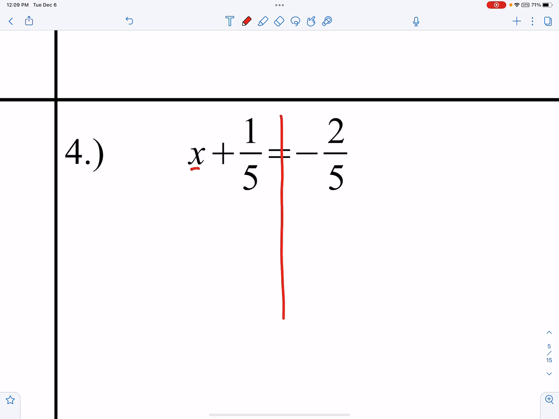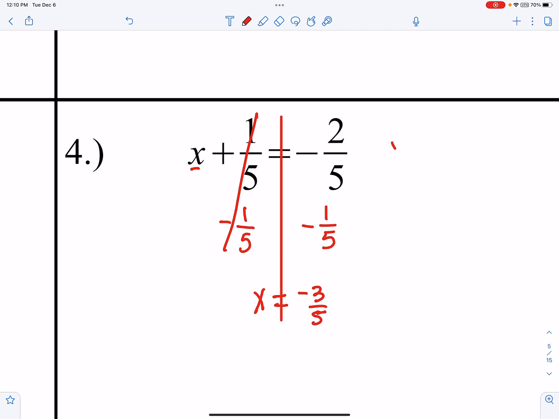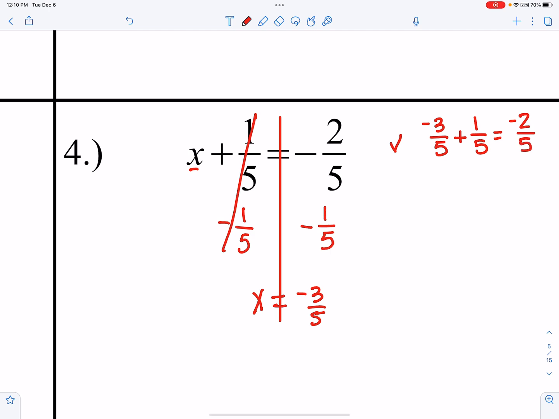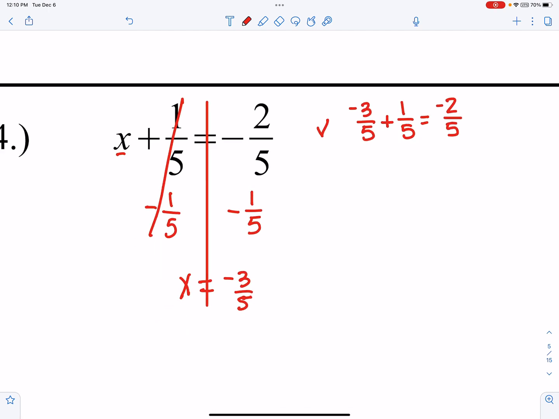I look at the variable, and I see that we have a positive 1/5 next to it. So I'm going to subtract 1/5 from both sides. Okay, I have a negative 2/5 and a negative 1/5, which gives me a negative 3/5. Okay, we're going to go ahead and do our check. We have negative 3/5 plus a 1/5 equals a negative 2/5. And I always write the negative symbol in the numerator. All right, and then we end up with negative 2/5 equals negative 2/5. So that did check out.